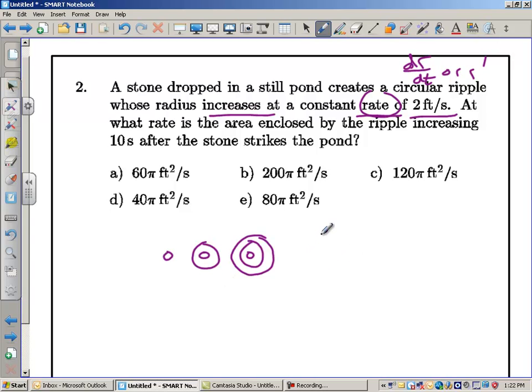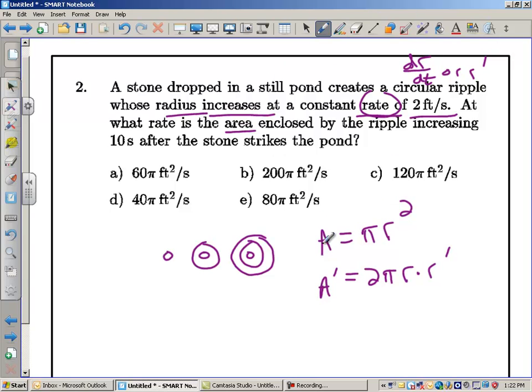Now, how is the area related to the radius in a circle? This is what you're going to have to come up with all by yourself. The area of a circle is given by the formula pi r squared. Now that we have this, we d/dt both sides. So I'm going to have A prime, that's the derivative of A, equals 2 pi r times r prime. You got to follow it up with the chain rule.